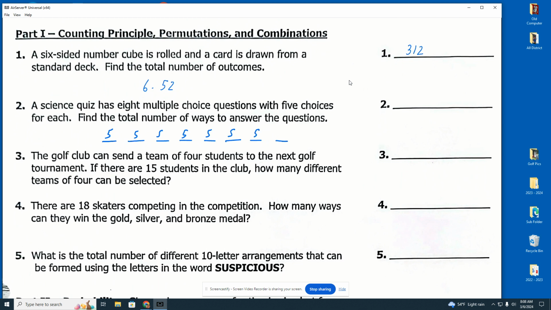And if I want to figure out the total number of ways, well, every one of those problems could have been answered 5 different ways. So I'm literally taking 5 and multiplying it by itself 8 times. So you could have done 5 to the 8th power. Or you could have done 5 times 5 times 5 times 5 times 5 times 5 times 5 times 5. Either one's going to give you the correct answer, and that is there would be 390,625 different ways someone could answer this quiz. Okay? Questions?